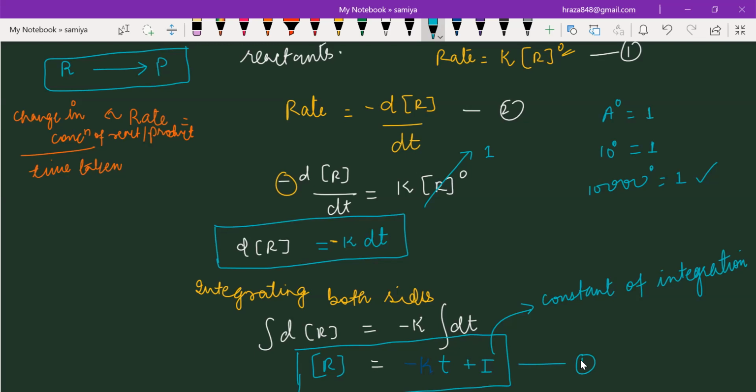Sir, the I is the arbitrary constant. Yeah. It is the integration constant. Same. Done up to this? Aman, Madiha. Yes, sir.